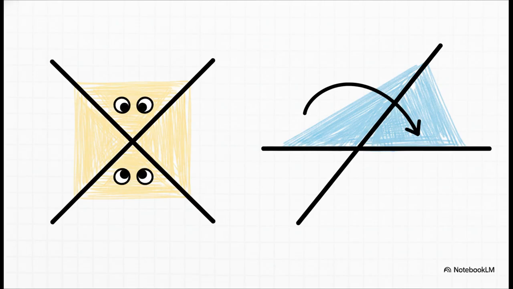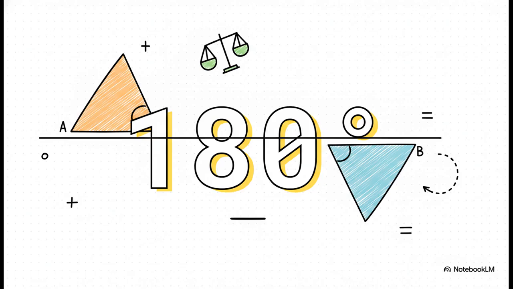Second, we have linear pairs. These are angles sitting right next door to each other, sharing a straight line. And that idea of sharing a straight line brings us to a massively important number, 180 degrees. You're going to want to cement this number in your brain. A linear pair will absolutely always add up to exactly 180 degrees. So if one angle in the pair is 120 degrees, the angle right next to it has to be 60 degrees. Together, they combine to form a perfectly flat 180-degree straight line. It's just a perfect balancing act.